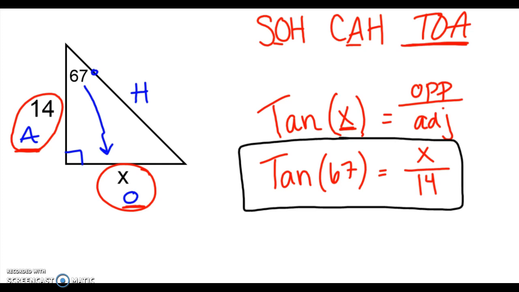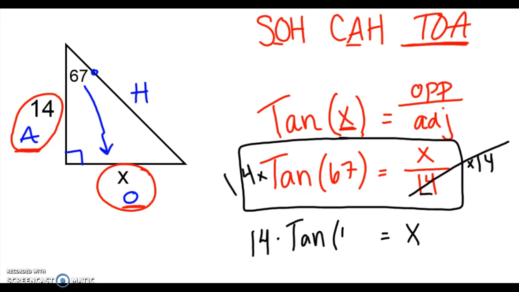We're going to use a little algebra skills. If I need to solve for x, I need to get rid of this 14. So I'm going to multiply both sides by 14 to get my x by itself. So now I have x equals, because my 14s canceled, 14 times tangent of 67. And now we could say this is our final answer, but now we're going to go into our calculators.